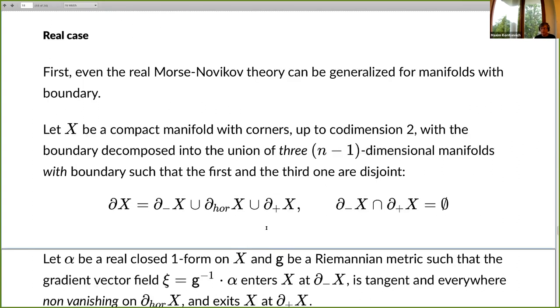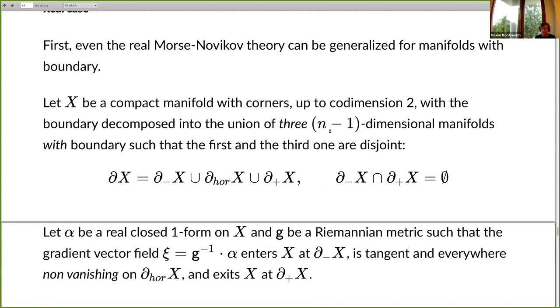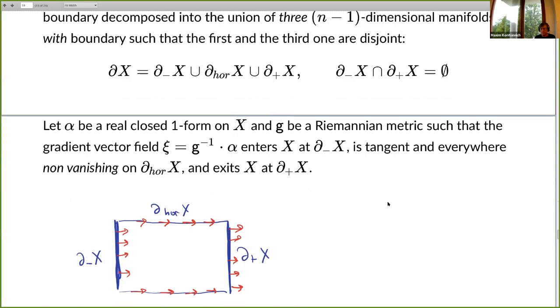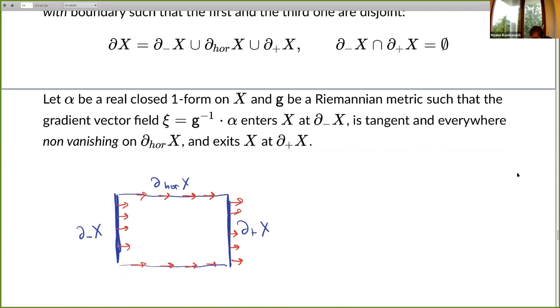And the boundary is a union of three manifolds with boundary, with common boundary in codimension 2 corners: negative parts, horizontal parts, and positive parts. And so they are disjoint. And maybe pictures are better than words. Imagine a square, and you have a left side, a right side, and both horizontal sides.